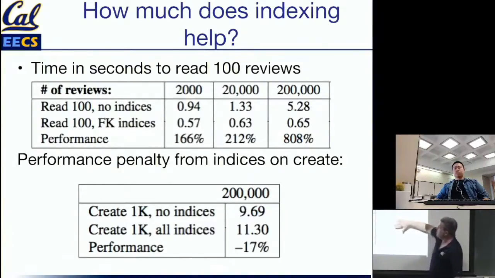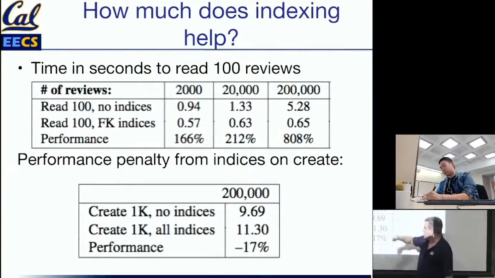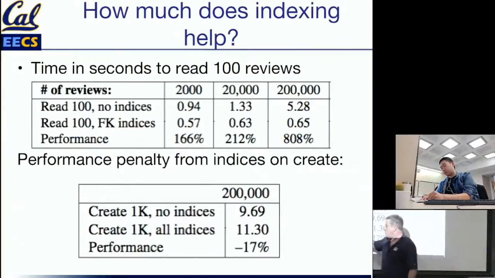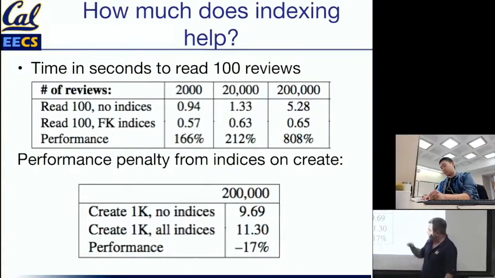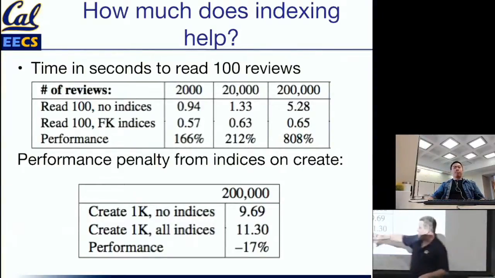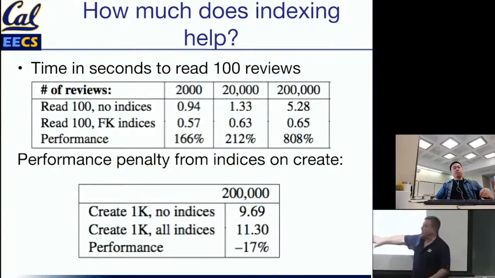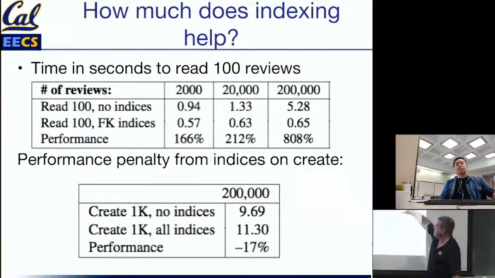And the penalty from having the indices: if we create 1,000 random reviews, it takes that long to do it. If we create 1,000 random reviews in a version of the reviews table where every single column has an index, it's only 17% slower. This is perversely bad because we don't need every column indexed, only the ones that are foreign keys or that participate in where clauses. But the message here is the relative performance penalty of an index is not that large, and you can always delete an index later. So err on the side of having things indexed if you're not sure, because the penalty of not having them is awful, and you don't have to tolerate it.